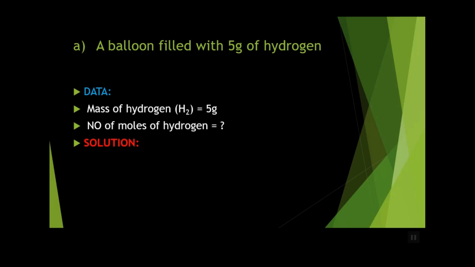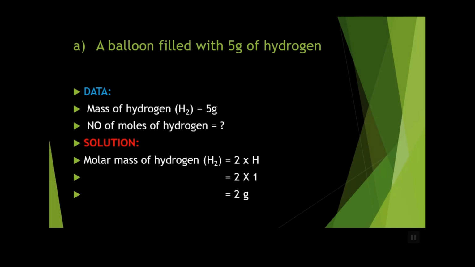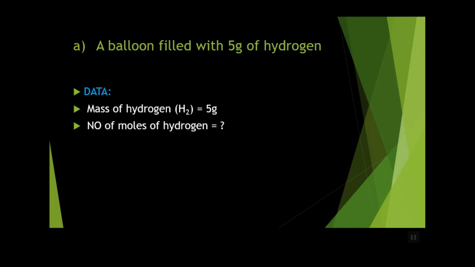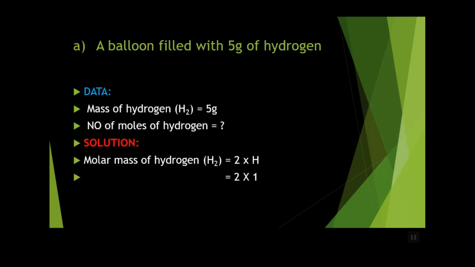And you know students, hydrogen is a non-metal and it also occurs as diatomic molecules. So we'll find the molecular mass of hydrogen gas. Molar mass of hydrogen. So molar mass of hydrogen is 2 into H. Put the value, hydrogen has the atomic number 1. So atomic mass of hydrogen is 1 and we get 2 gram molar mass of hydrogen. So what is the next step?